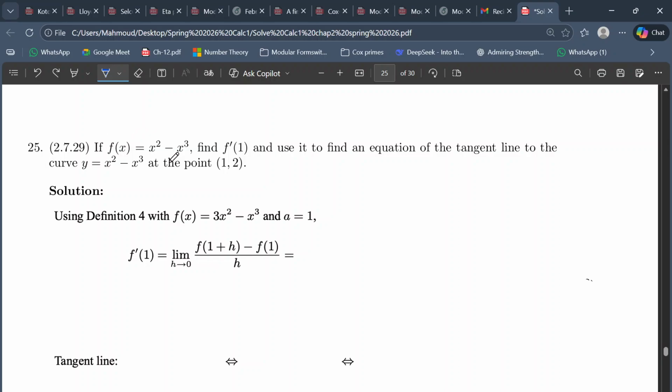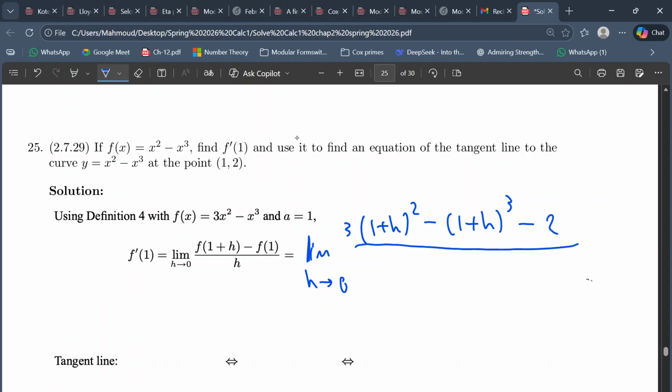Now you have f of x equals x squared minus x cubed. Find f prime of 1 and use it to find an equation of the tangent line to the curve y equals x squared minus x cubed at the point (1, 0). Let's find f prime of 1 using this definition, okay? So limit as h goes to 0. What is f of 1 plus h? 1 plus h squared minus 1 plus h cubed, minus f of 1. What is f of 1? Over h.